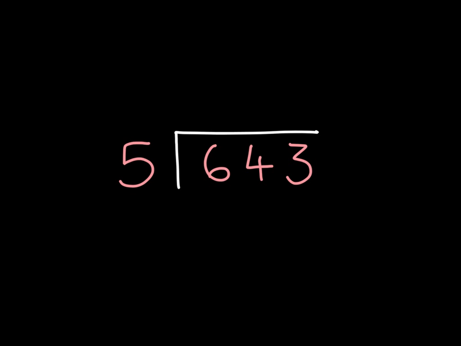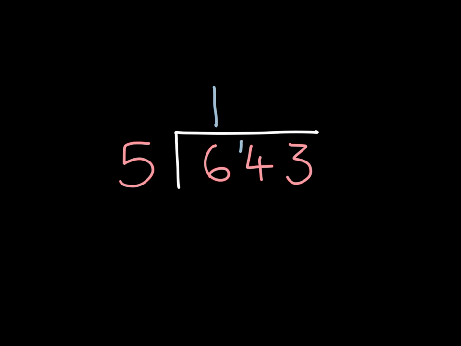To succeed with this method, you must know your times tables. For 643 divided by 5, I've got to know my 5 times tables. So I'm going to start by looking at this digit here, the 6. And I'm thinking, how many times will 5 go into 6? It does of course go in once, with a remainder of 1, which I'm going to place just here.